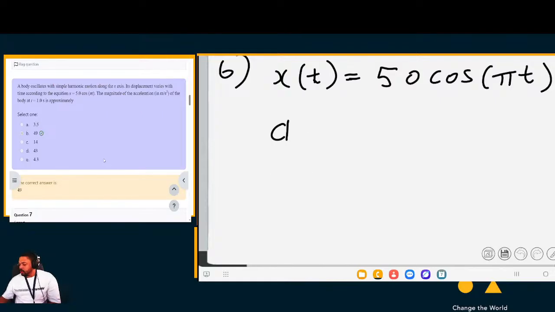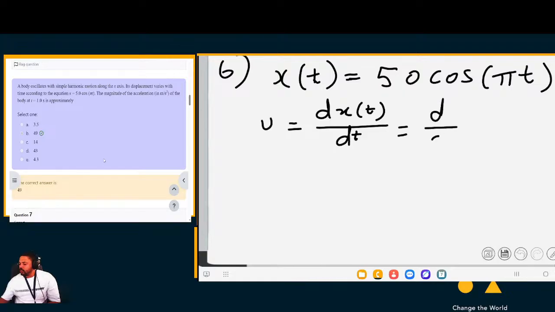Okay, so this is the position. How do we get the velocity? From position, we can go to velocity. Velocity is just the time derivative of the position, meaning it's just d/dt of 5.0 cosine pi t. I'm not going to write the 0.0, it's just 5 cosine pi t. That would be your velocity.